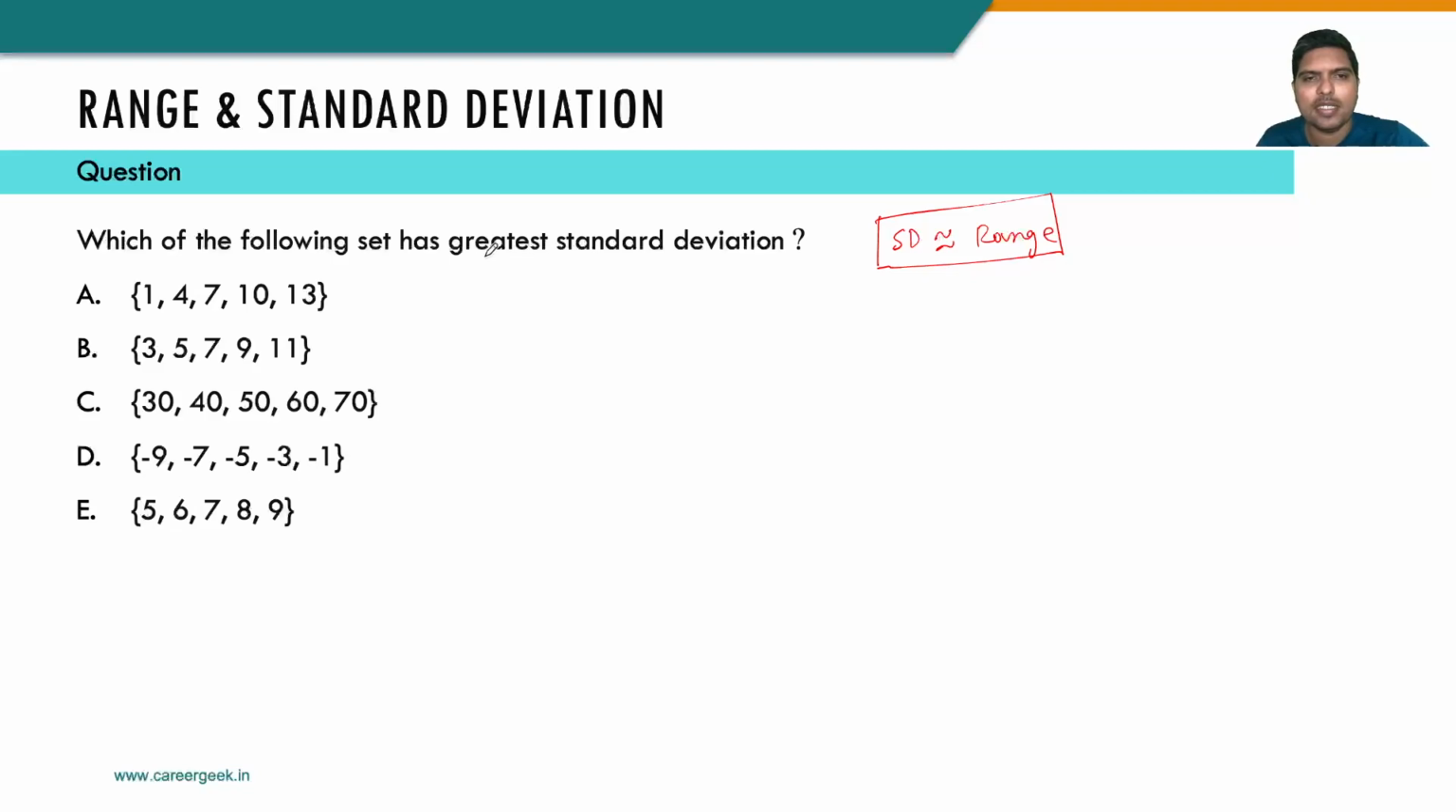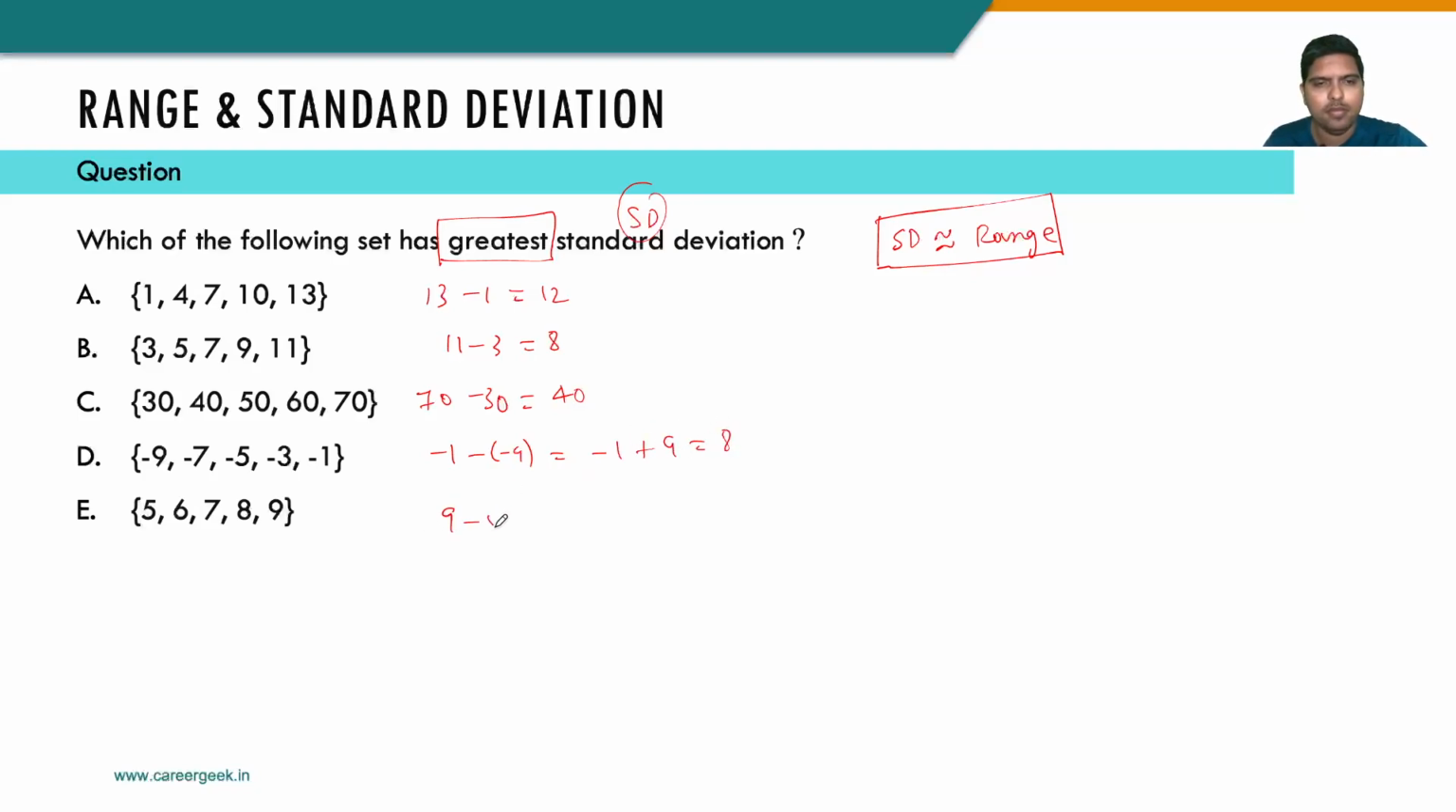Which of the following set has greatest standard deviation? So what is the range? 12, 11 minus 3, 70 minus 30, negative 1 minus of negative 9, which is 8. This has such a big range, right, than the others. The answer is going to be definitely C.